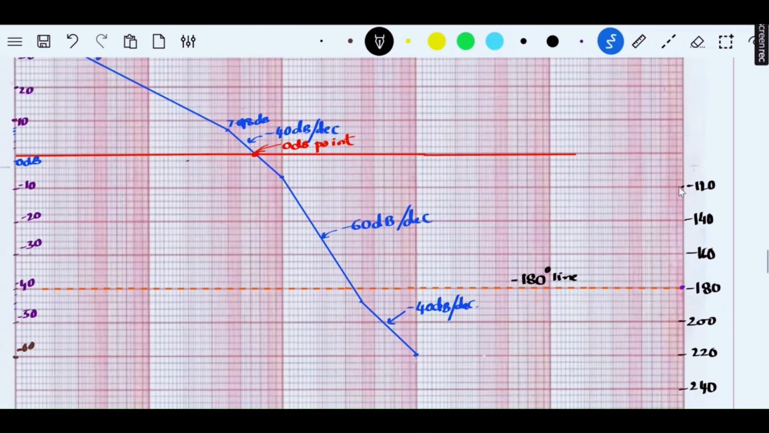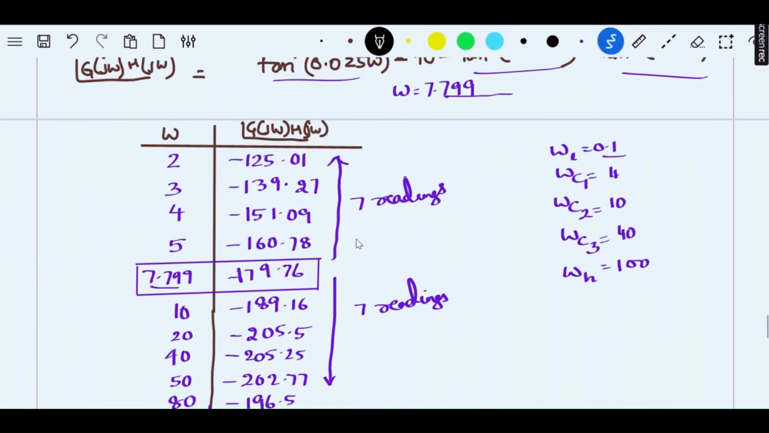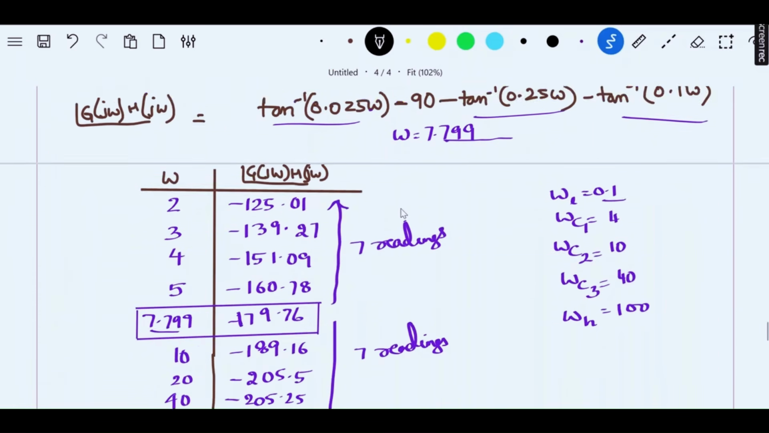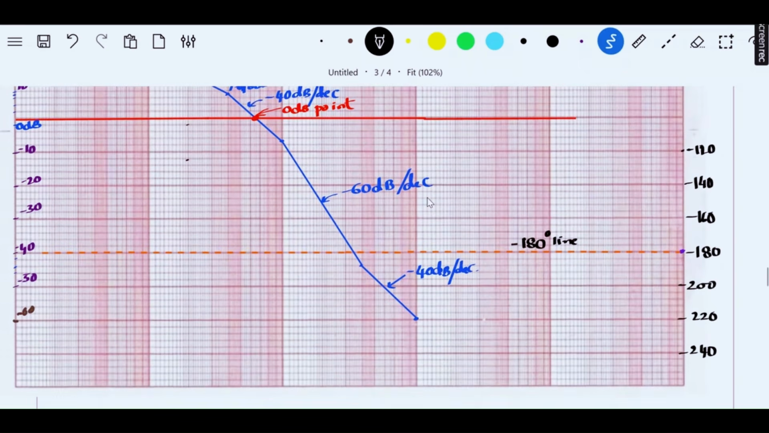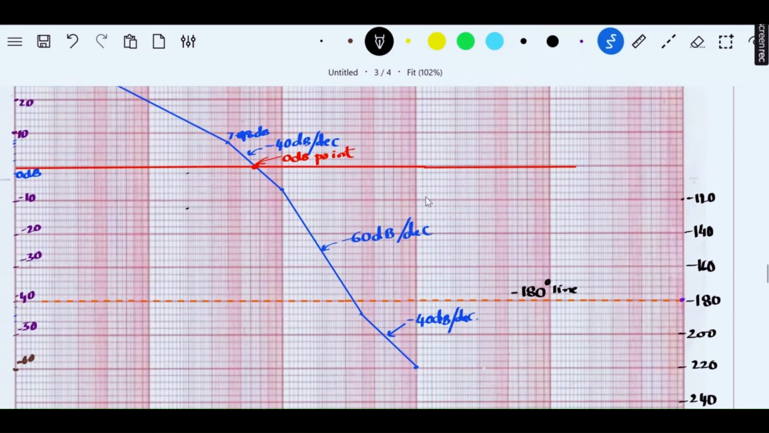In every box, you see there are 5 divisions in 1 centimeter, and the difference is 20. If you divide 20 by 5, every division is 4. So minus 120 is this, then 124, and somewhere in between, 125 will come, somewhere here. Okay, I'll mark it there. Then after omega equals 2, for 3 we have minus 139.27.